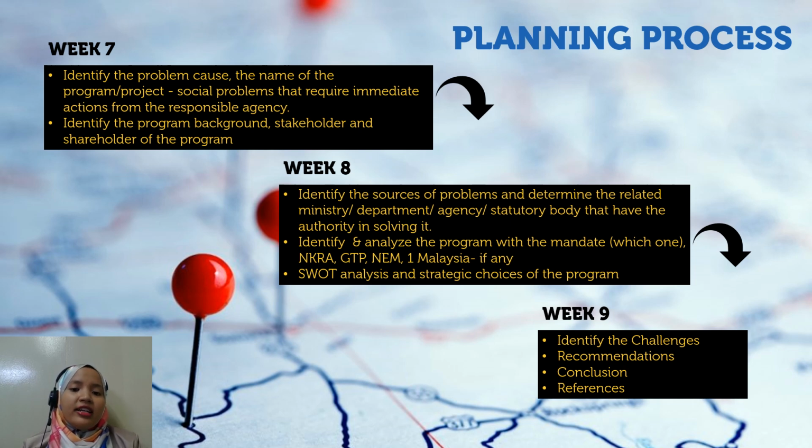We have divided this part among 4 members of us. The strength is done by Nabila, weaknesses is done by Sharfa, opportunities is done by Hidayah, and the threats is done by me. We do this together. And in week 9, for this part, identify the challenges, recommendation, conclusion, and reference. This task has been delegated to Sharfa to complete all of these things during this week.